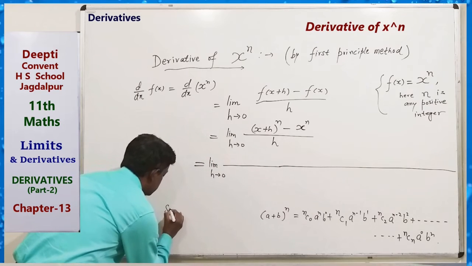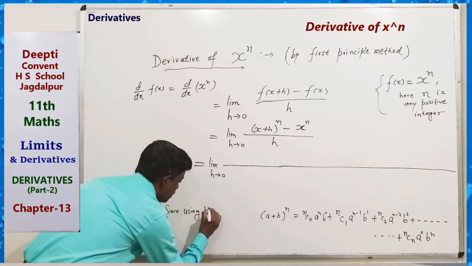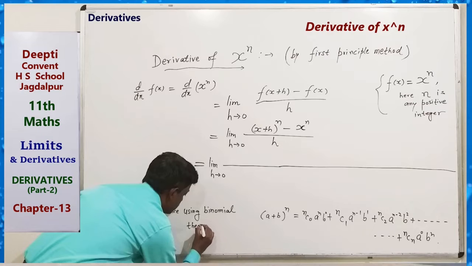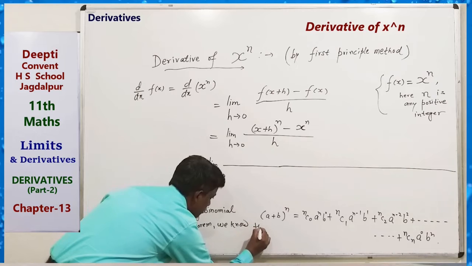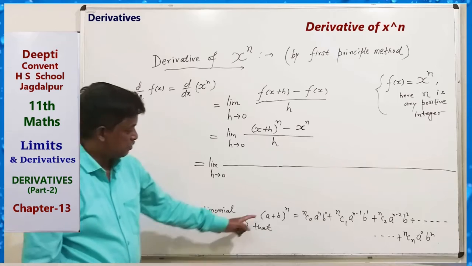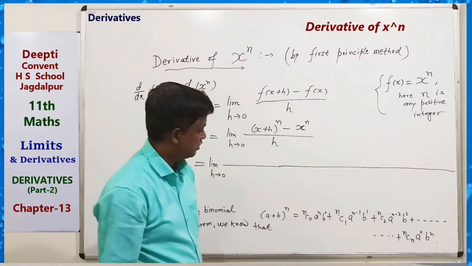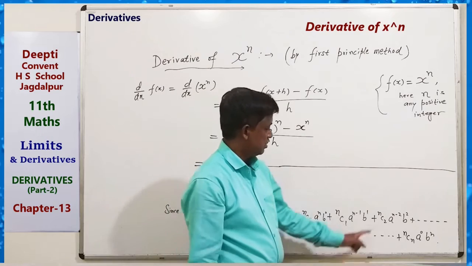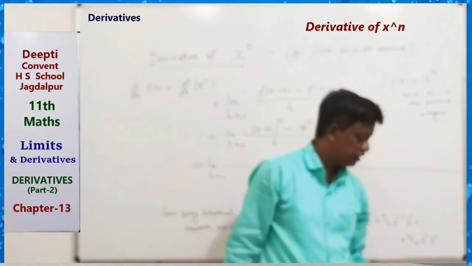Using the binomial theorem, we know that you just have to write like this. This is the formula: (a plus b) power n, just like this. nC0 means 1, nC1 means n, and so on. You can write the values here.